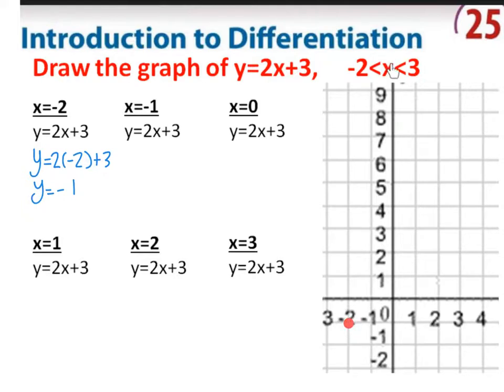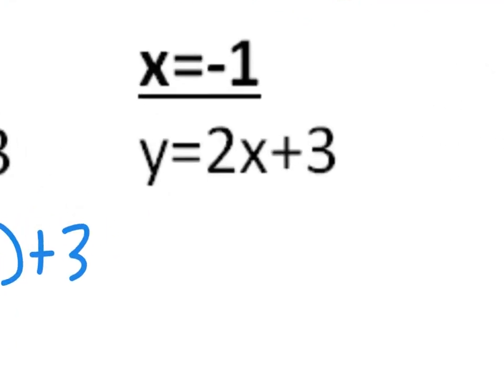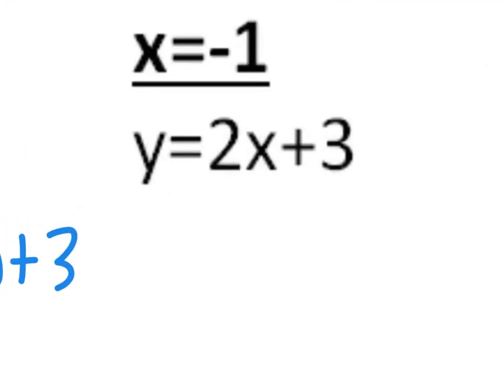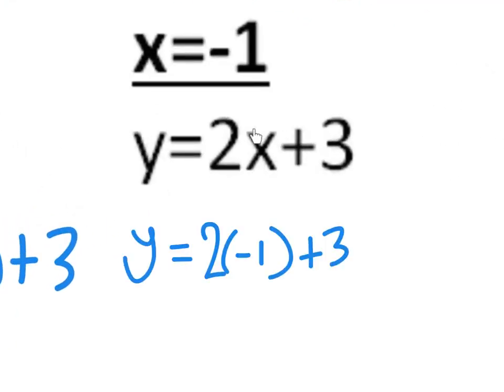So we want x values from -2 to 3, so the next x value is going to be -1. So we do the same thing. So we swap that x for -1 with brackets around it. 2 times -1 is -2, and -2 plus 3 is 1. So we have y is equal to 1.